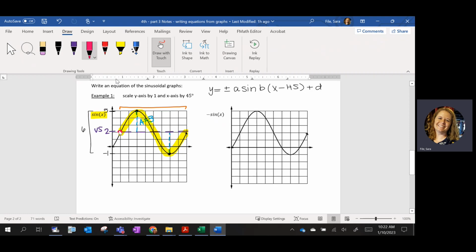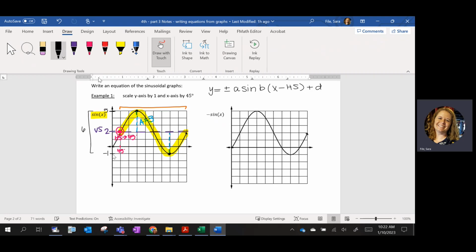So that starting point is where? What did they say the x-axis is scaled by? Okay, so this starting point is where? At 45 degrees, because it's 1 square over from the y-axis. Okay, so my horizontal shift is to the right 45 degrees.